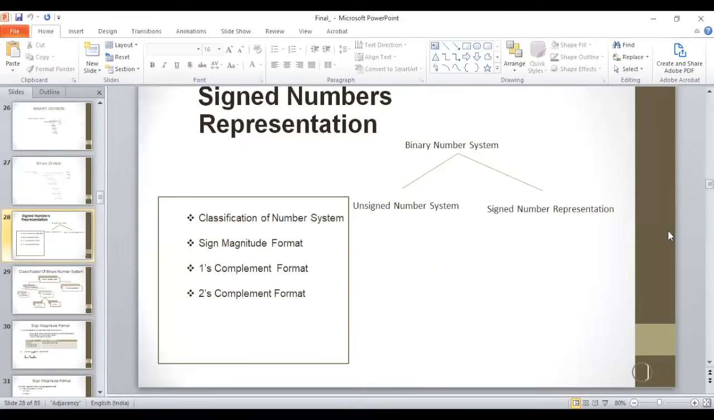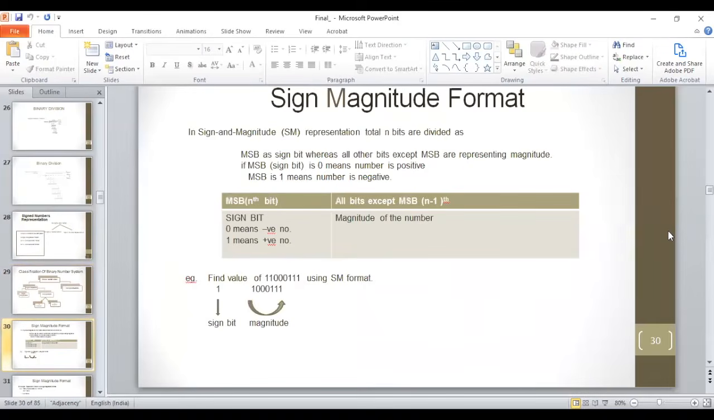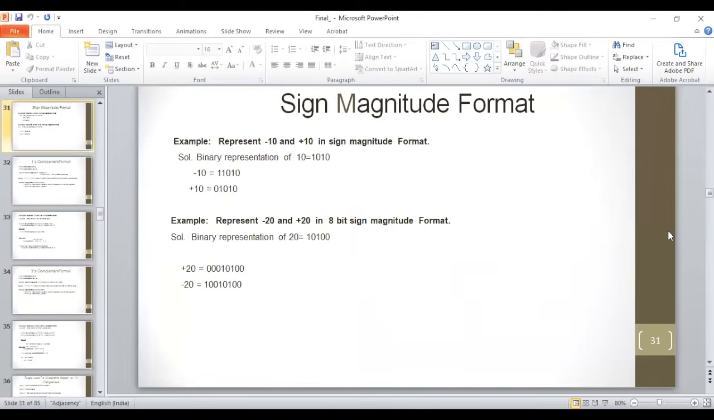So the binary number system is basically unsigned and signed. Don't get confused. Keep it simple, signed and unsigned numbers. So signed is basically signed magnitude and complement, which can be first complement or second complement, and we also have unsigned numbers. Similarly, when the sign bit is a zero value, then it is a positive number, otherwise negative. Let us understand it by example.